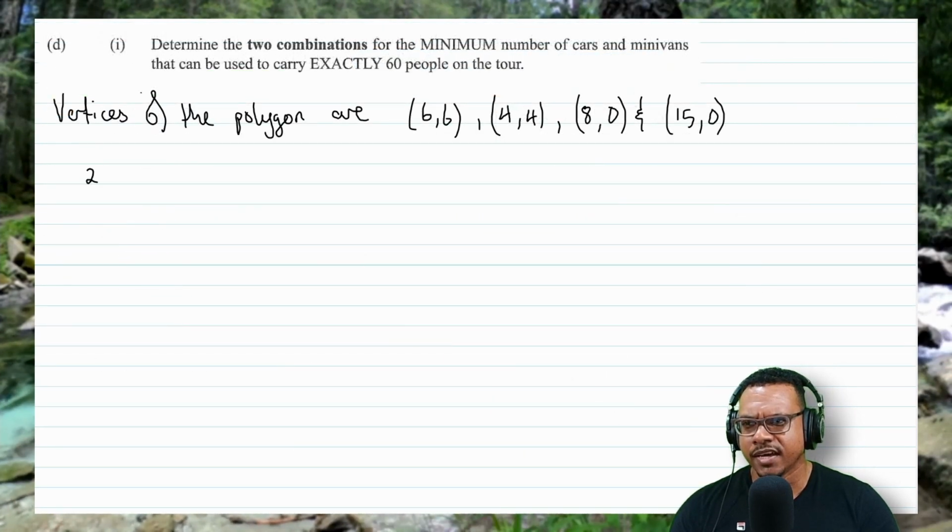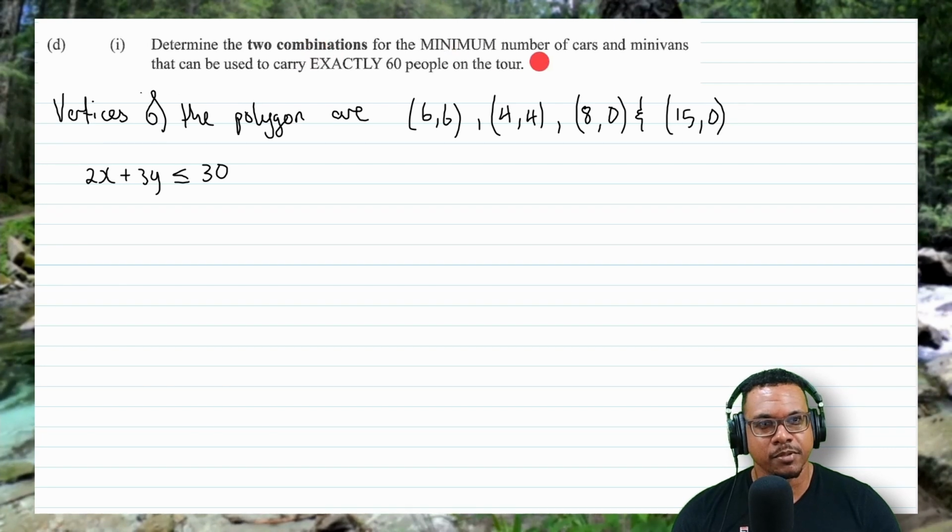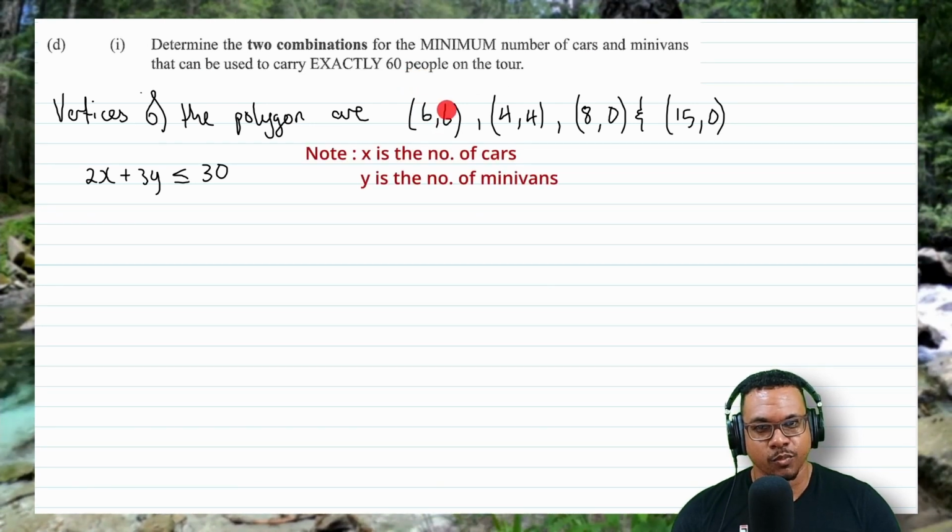So you're going to write the 2x plus 3y is less than or equal to 30. Because what we're dealing with here is the combinations for the minimum number of cars and minivans that can be used to carry exactly 60 people on tour. So now remember that this here will be the x coordinate and this will be the y coordinate, and x is the number of cars and y is the number of minivans.